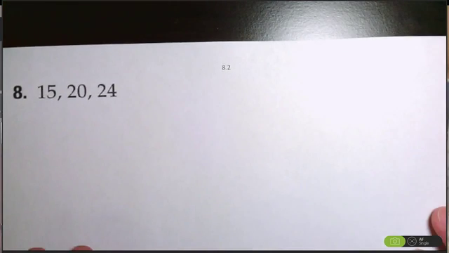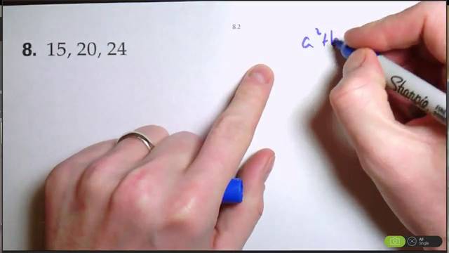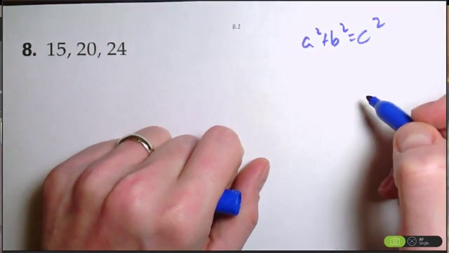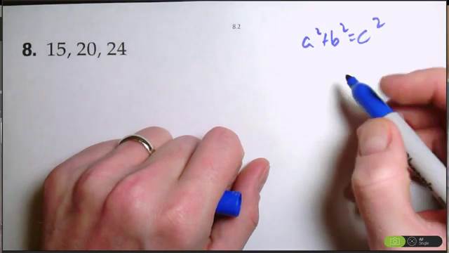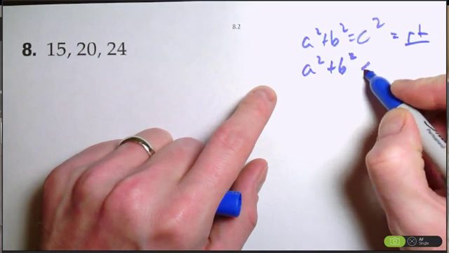Okay, let's see. Last type of problem that I want to throw on here is the converse of the Pythagorean theorem. And that basically is just a way for us to check and see, do I have a right triangle, an acute triangle, or an obtuse triangle? Now, if a squared plus b squared equals c squared, I have a right triangle. Okay. If a squared plus b squared is less than c squared.